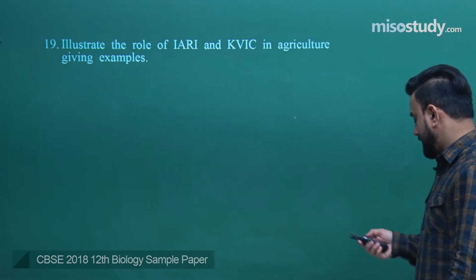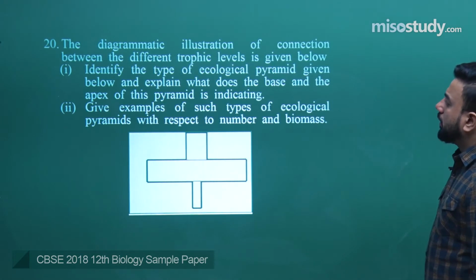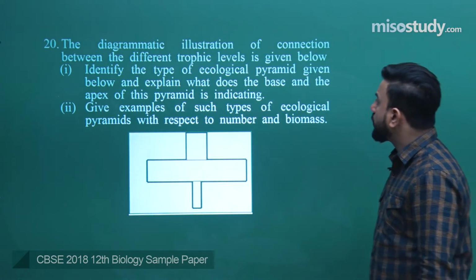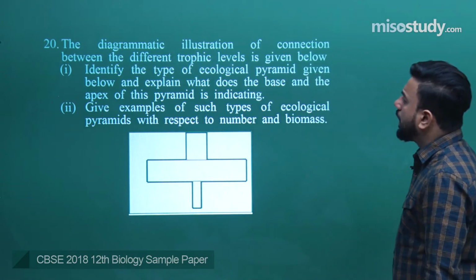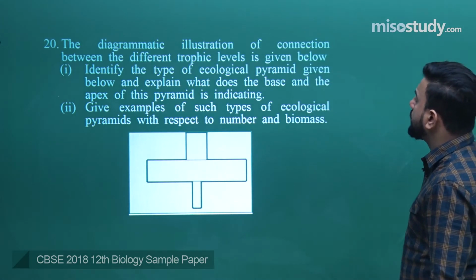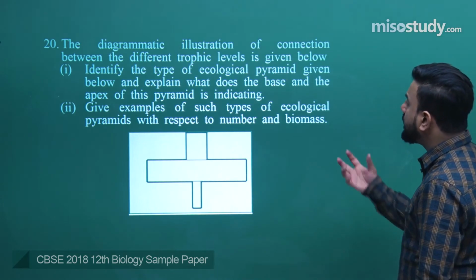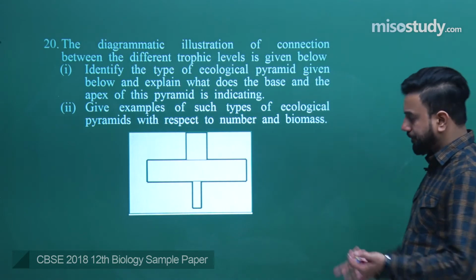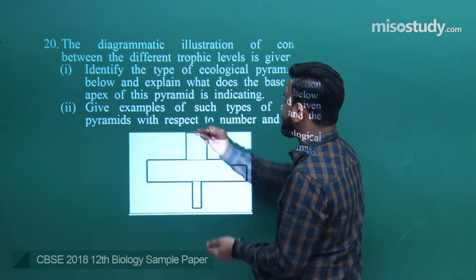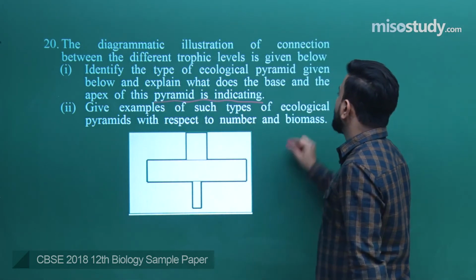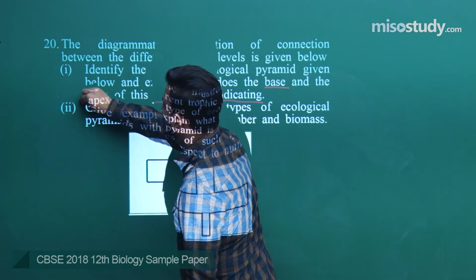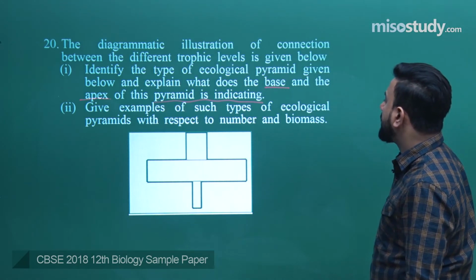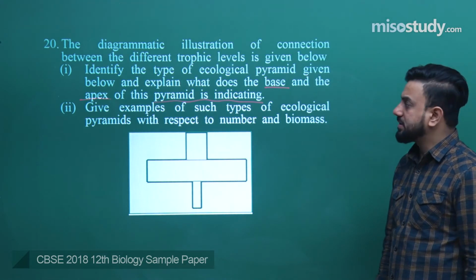And we will see the diagrammatic illustration of connection between the different trophic levels is given below. Identify the type of ecological pyramid given below and explain what the base and the apex of this pyramid are indicating. Okay? What is the base? Give examples of such types of ecological pyramid with respect to number and the biomass.